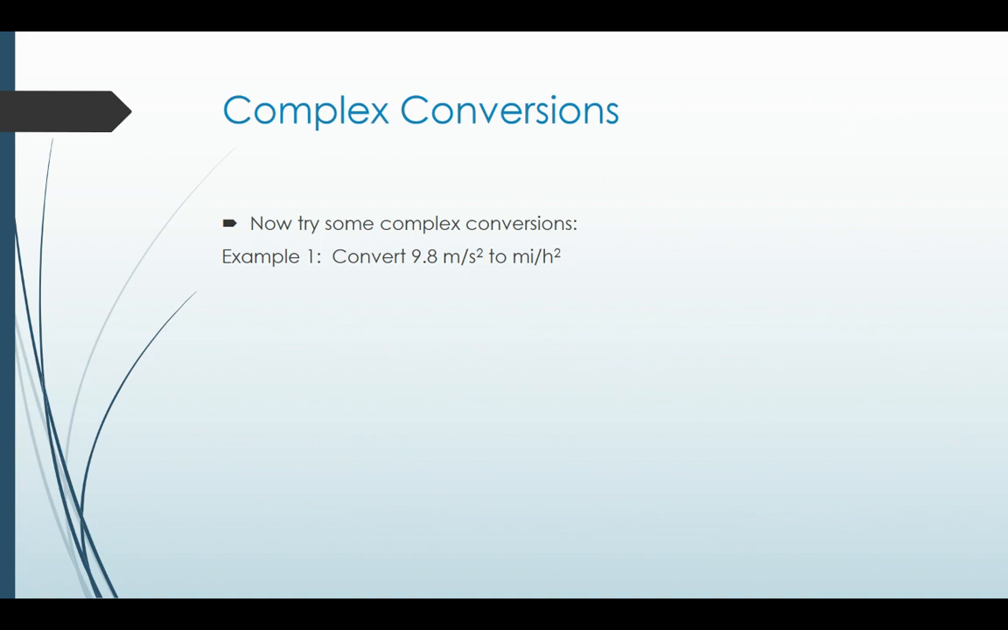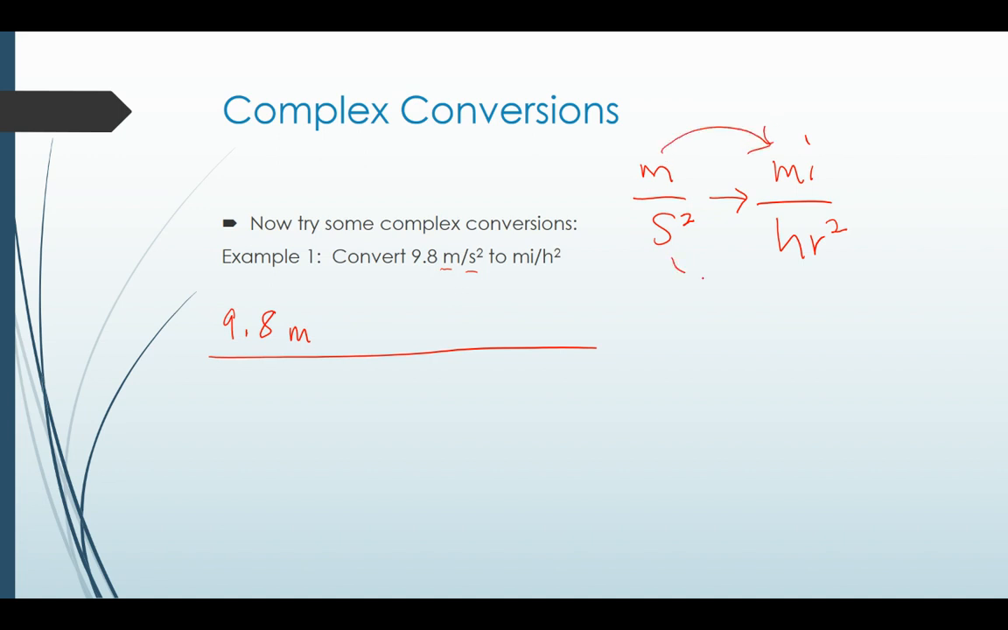Complex conversion factors. We just need to make sure that when we have units on the top and the bottom, we know how to handle those properly. So 9.8 meters per second squared. We're going from meters per second squared to miles per hour squared. So the meters is getting converted to miles, and the second squared is getting converted to hour squared.